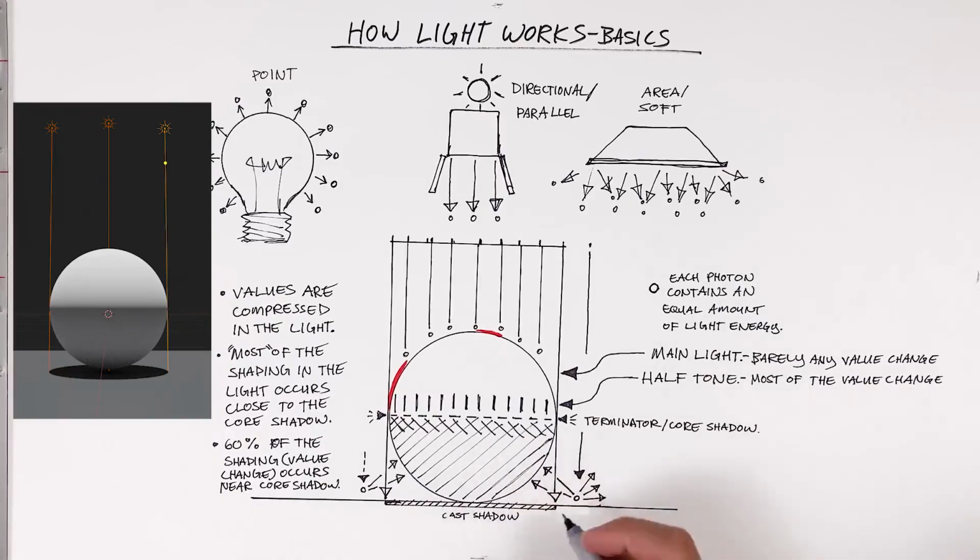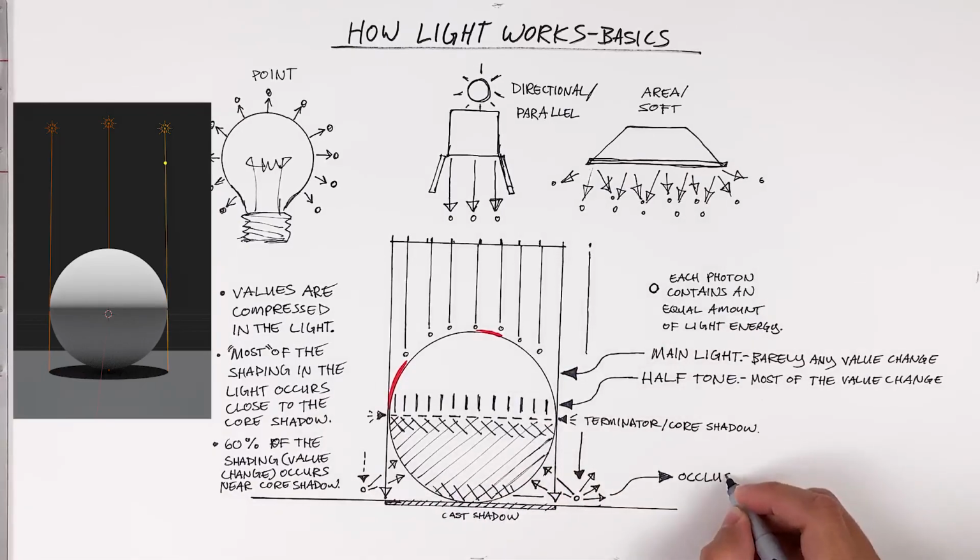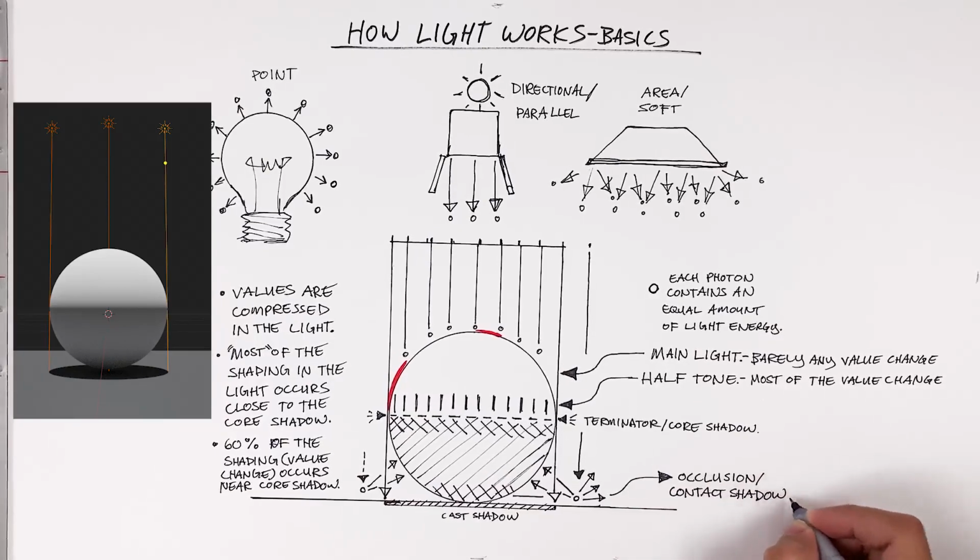There is another area where the shadow darkens, and that is down here where the ball touches the table. This is the occlusion shadow. So let me just imply it here with more cross-hatching. So this is the occlusion / contact shadow. Occlusion is the fancy word.